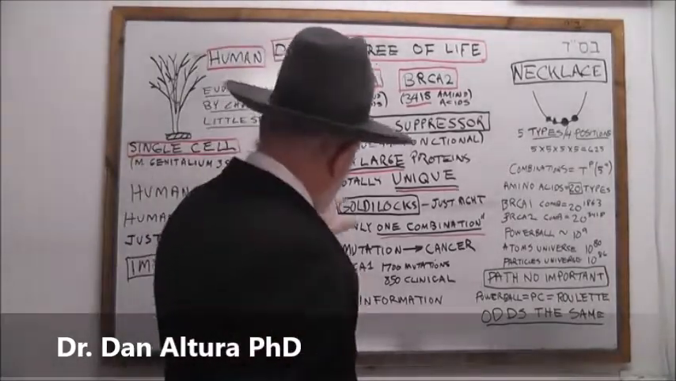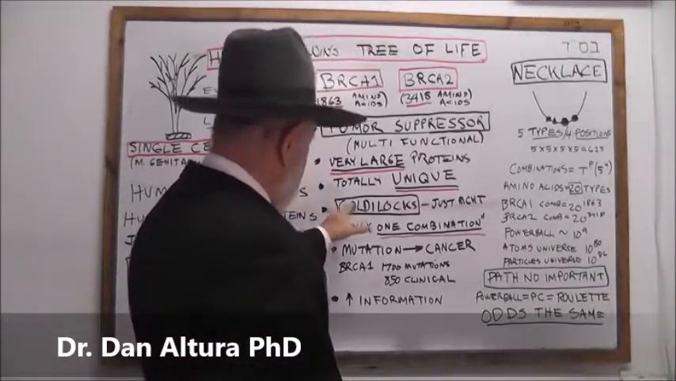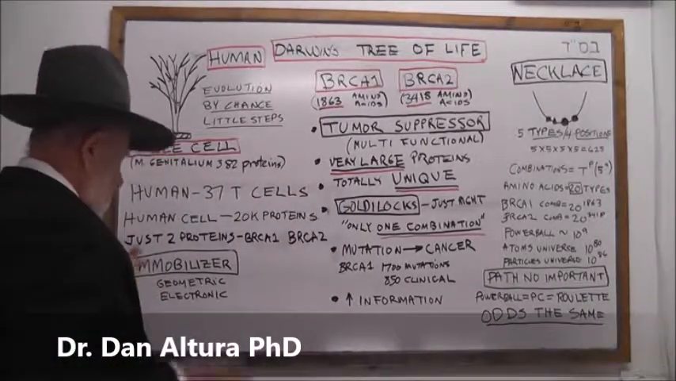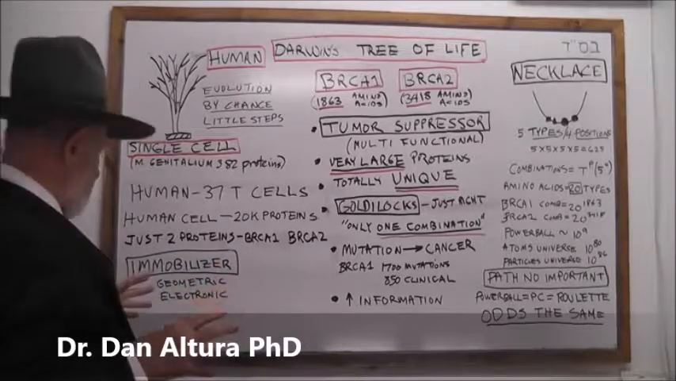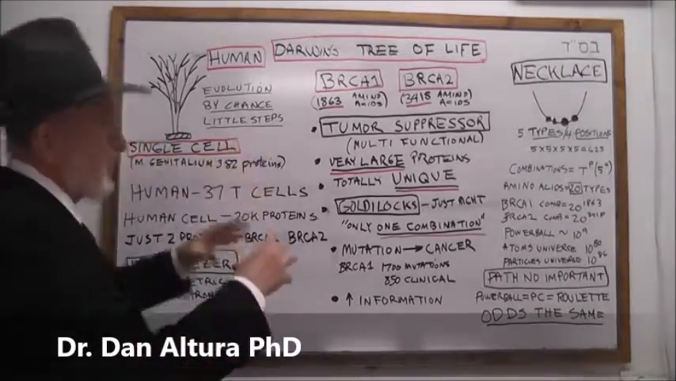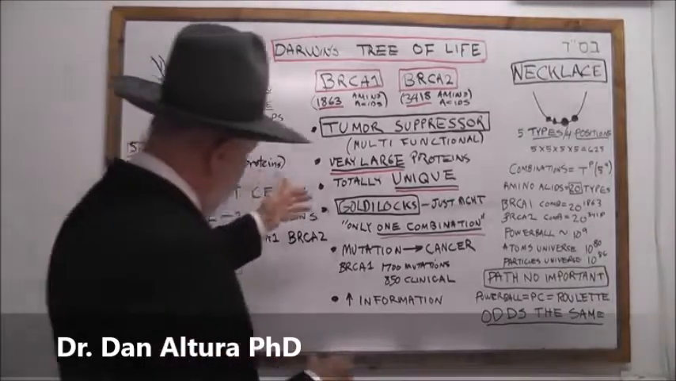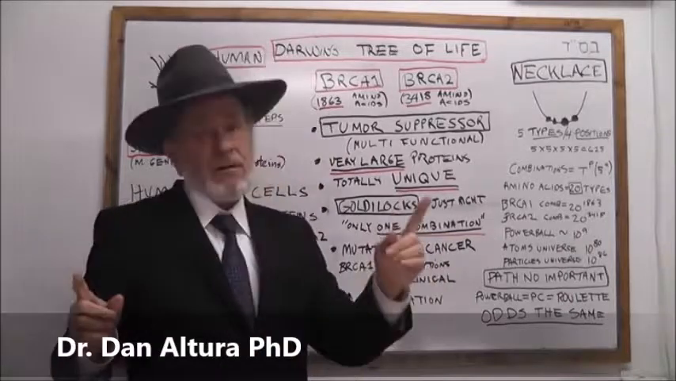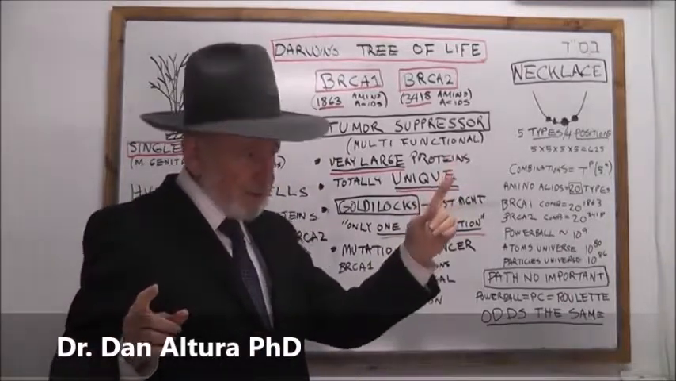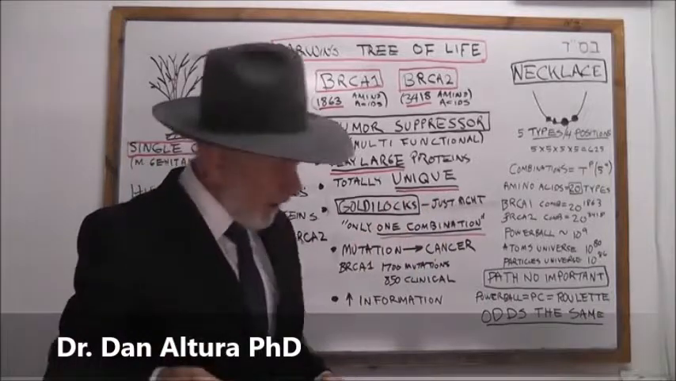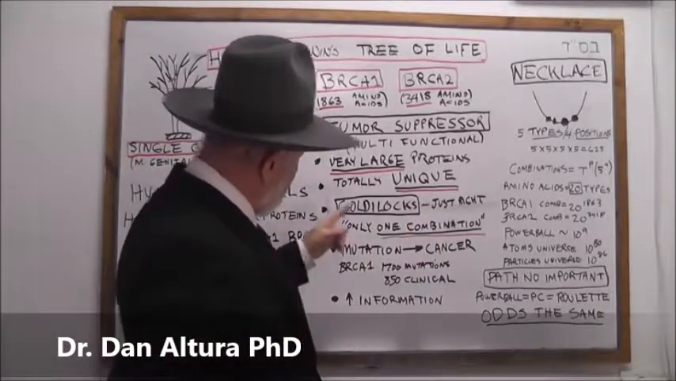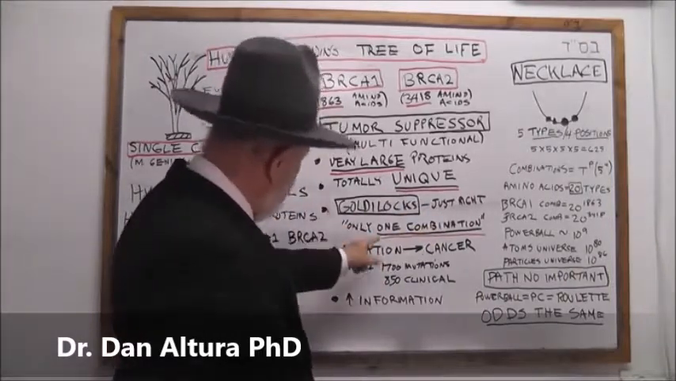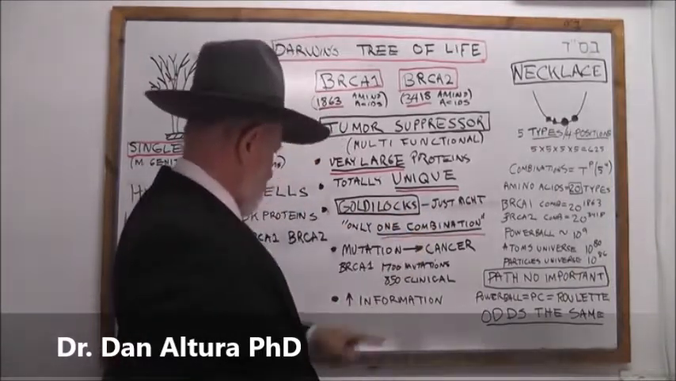Now, one more thing which is most important, Goldilocks. Again, we get back to the immobilizer. There's only one correct combination which will make the immobilizer work properly and start that engine. The same thing for these two proteins. It has to be just right. If there's one amino acid out of place, or one extra amino acid in there, then you don't have the right combination. It's not just right. So there's only one combination which works.